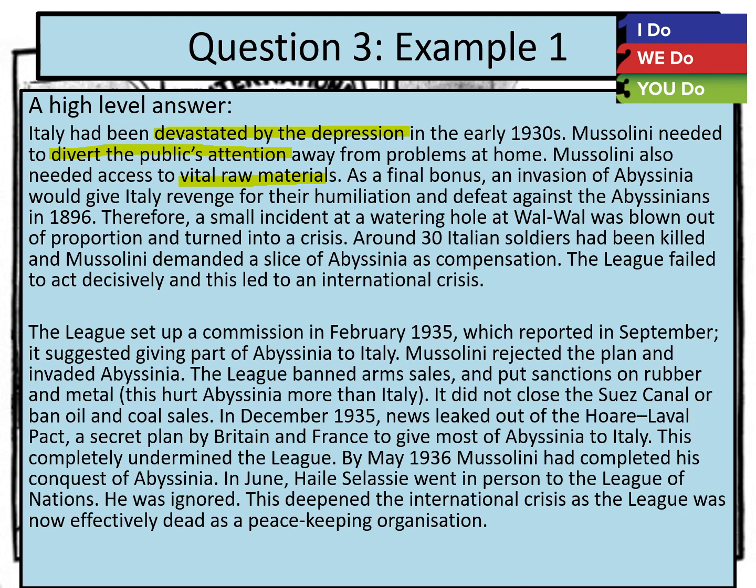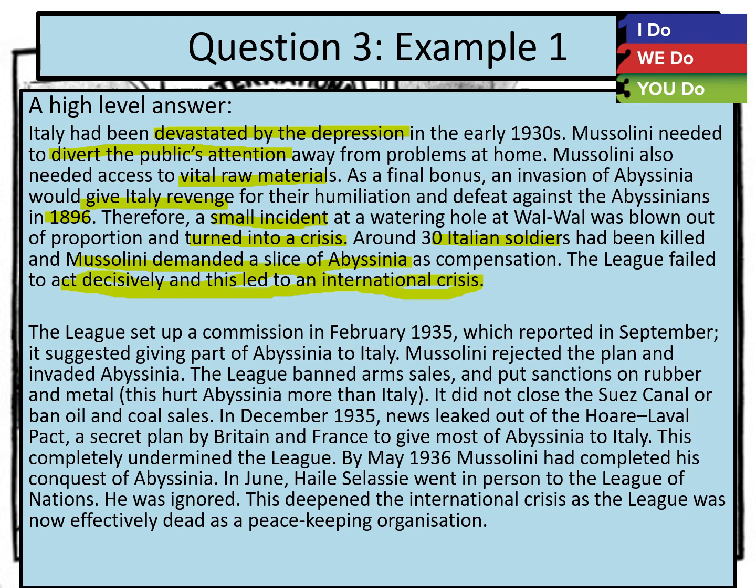As a final bonus, an invasion of Abyssinia would give Italy revenge for humiliation and defeat against the Abyssinians in 1896. Therefore, a small incident at a watering hole at Walwal was blown out of proportion and turned into a crisis. So we're already linking it back to it being a crisis. Around 30 Italians had been killed and Mussolini demanded a slice of Abyssinia. The League failed to act decisively, and this led to an international crisis.